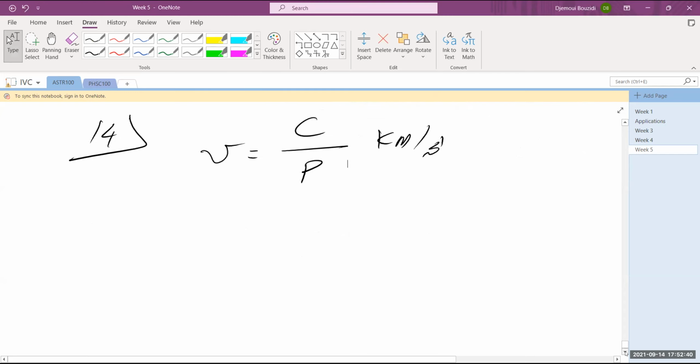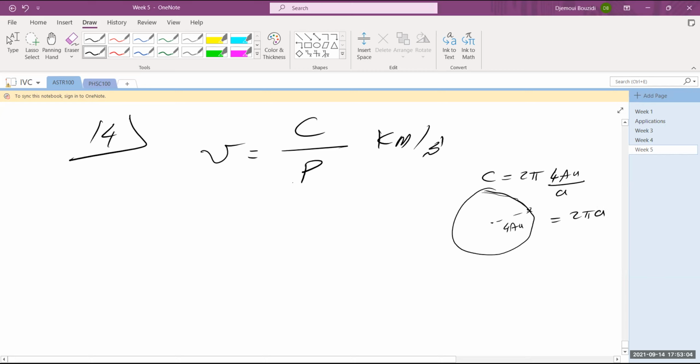I need to find the circumference of a circle because it's a circular path. So this is a circular path. This distance is 4 AU, and I need to find the circumference. The circumference is equal to 2 pi times the radius, and the radius is 4 AU. This is A, by the way, for 2 pi A.